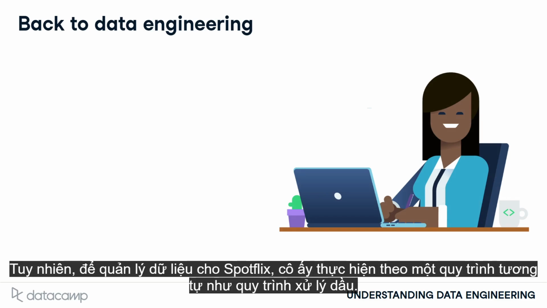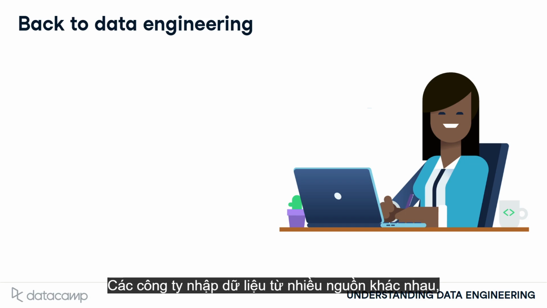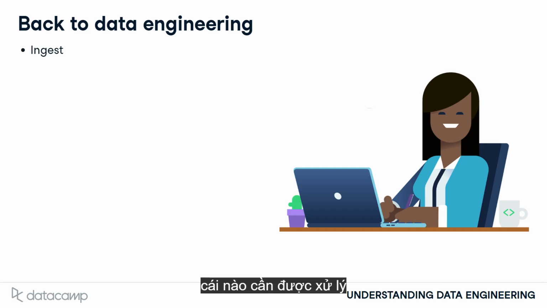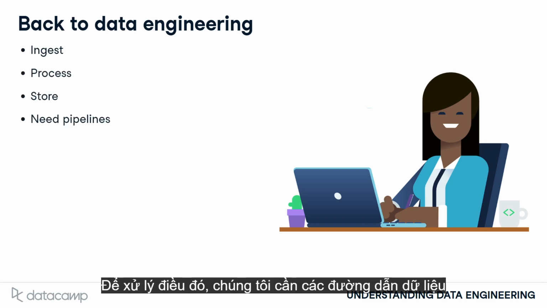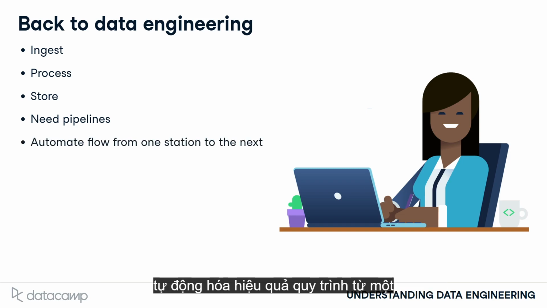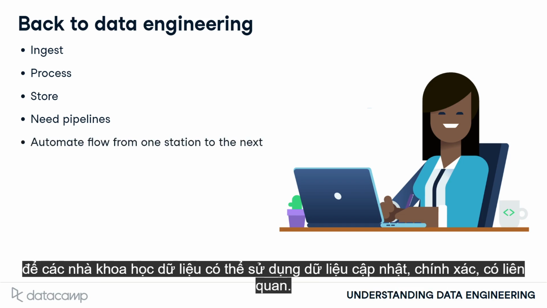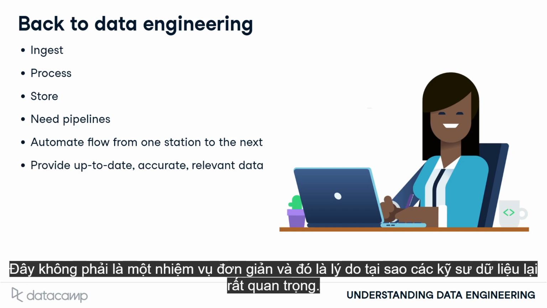However, to manage data for Spotflix, she follows a procedure similar to oil processing. Companies ingest data from many different sources, which need to be processed and stored in various ways. To handle that, we need data pipelines that efficiently automate the flow from one station to the next so that data scientists can use up-to-date, accurate, relevant data. This isn't a simple task, and that's why data engineers are so important.